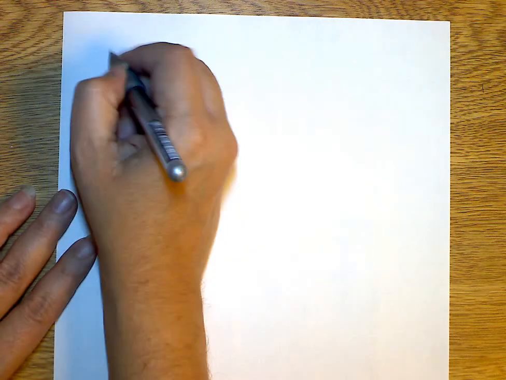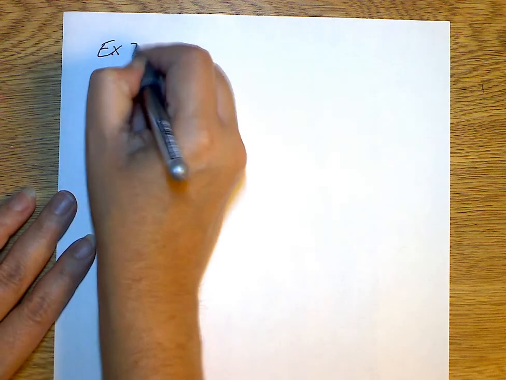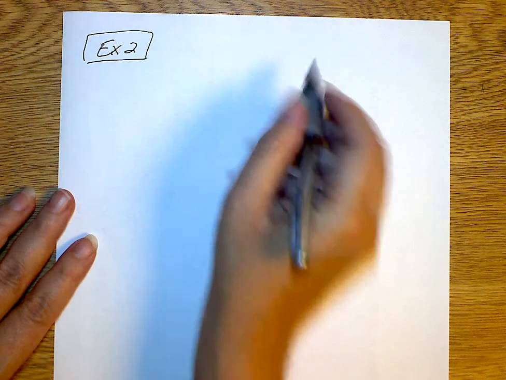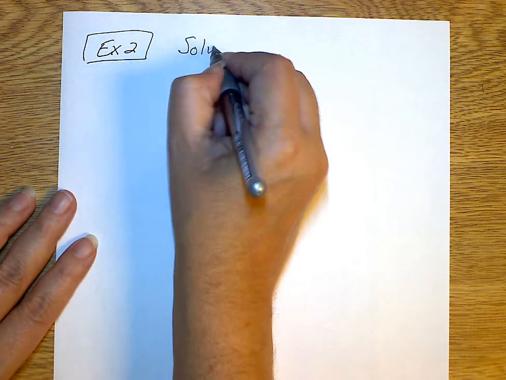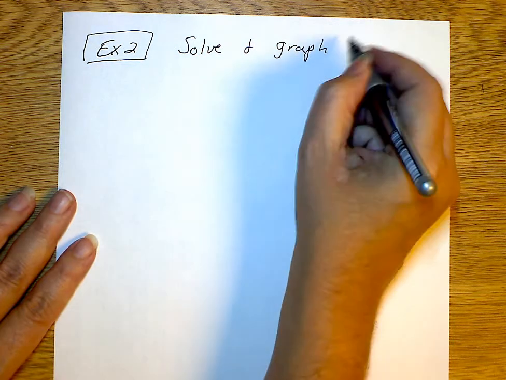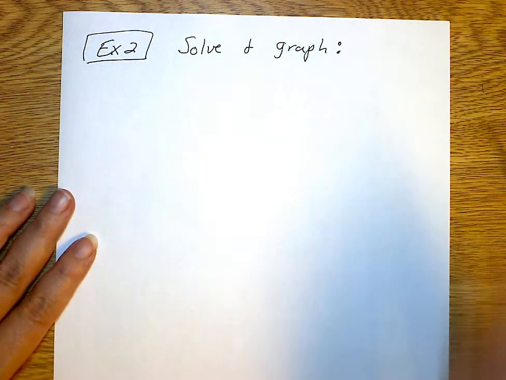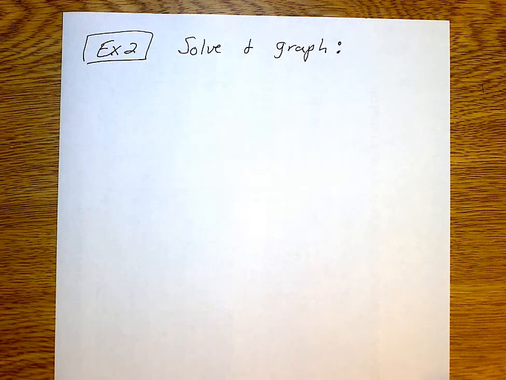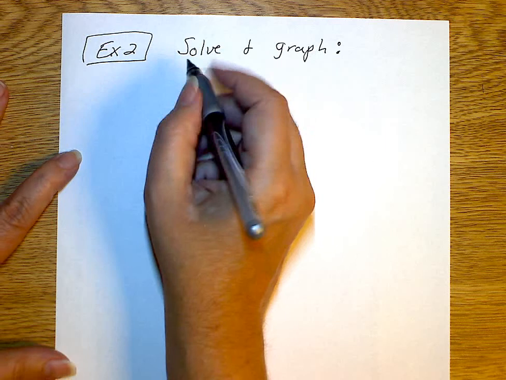Example 2. I'm going to solve and graph. What does it mean to solve an equation? Do that later, but let's watch this. Or get x by itself, right? So we want to get x by itself.